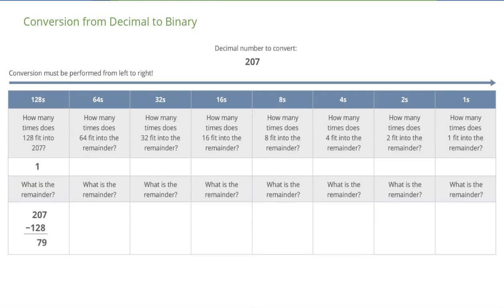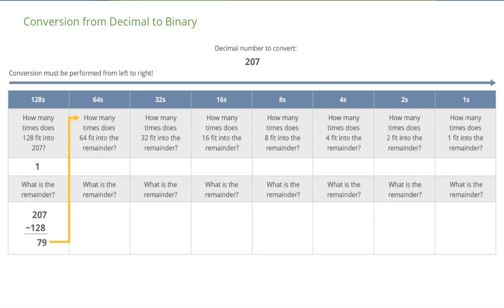You might be asking yourself, because binary numbers can only be represented with ones and zeros, what happens if the number fits into the place more than one time? Remember that with 8 bits, the decimal number can never be larger than 255, and 128 only fits into 255 one time. Using the remainder of 79, we consider the next lower power of 2.